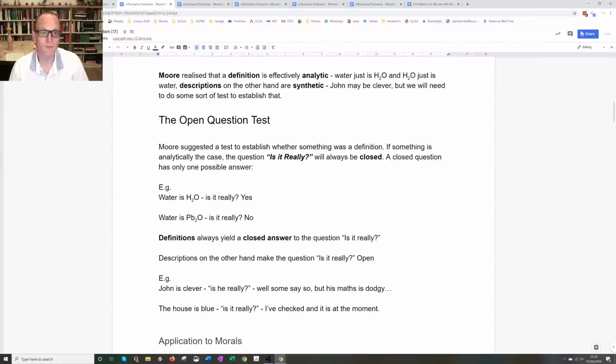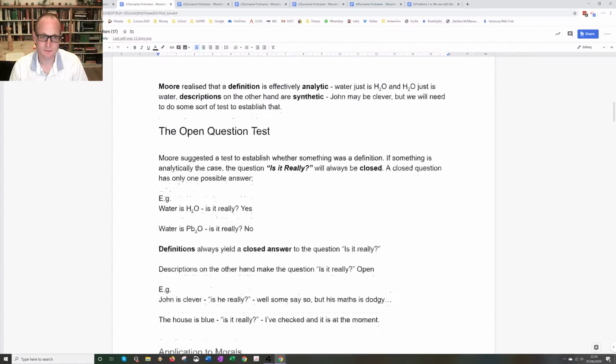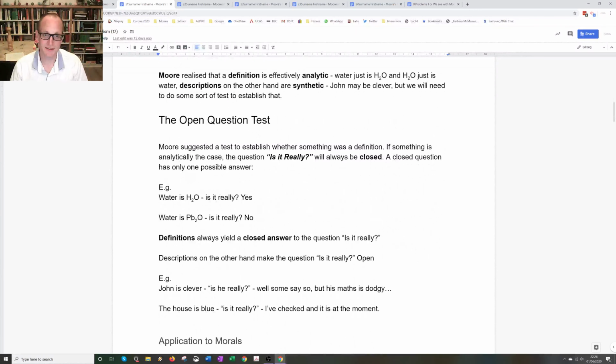I just want to run through them very briefly, one at a time, and point you to where the answer is to be found in the text. So, question one here was, what question do we ask to establish if an 'X is F' type statement is a definition or a description? On this page it tells you Moore realises a definition is effectively analytic. Water is H2O, H2O is water, the bachelor is unmarried, the unmarried man is a bachelor, whereas descriptions on the other hand are synthetic. John may be clever, but we all need to do some sort of test. And so the question we're going to ask, says Moore, is it really?